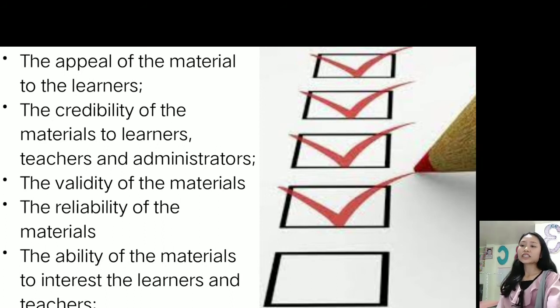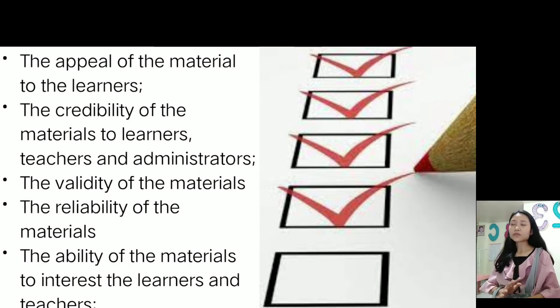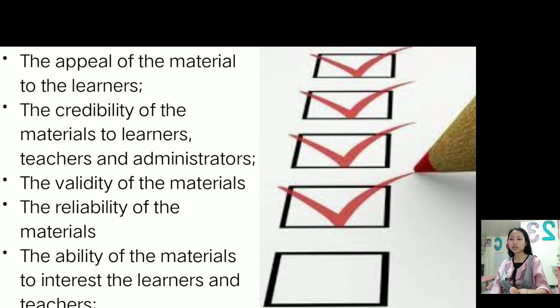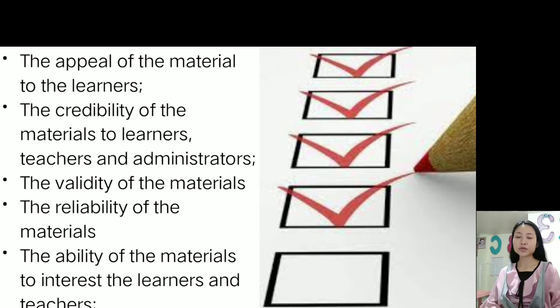Next is the ability of the materials to interest the learners and teachers. So it must have something that makes the student and teacher become interested in learning using the learning materials. Next is the ability of materials to motivate the learners. So your materials must provide something to help motivate the students or the learners.